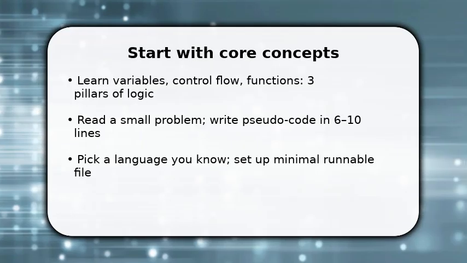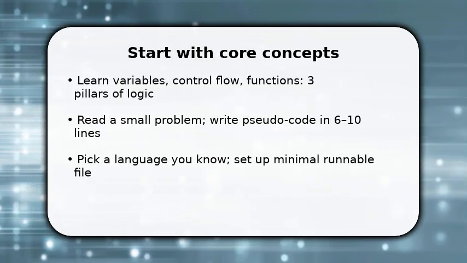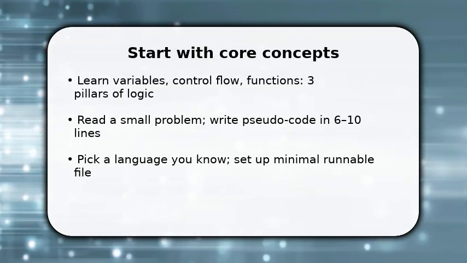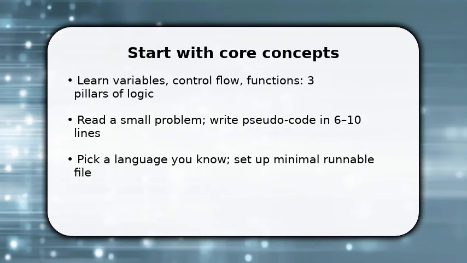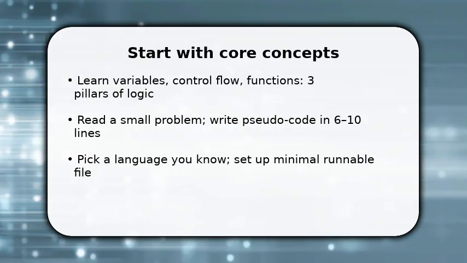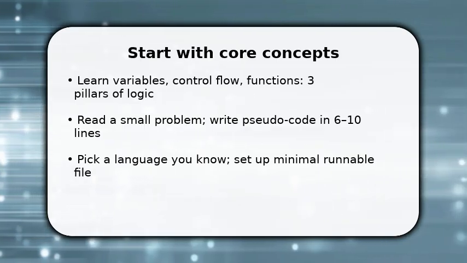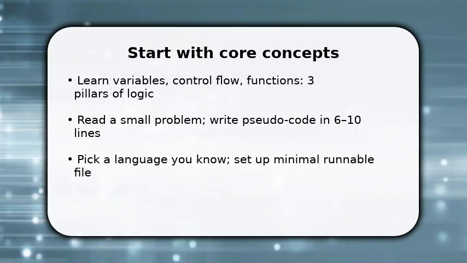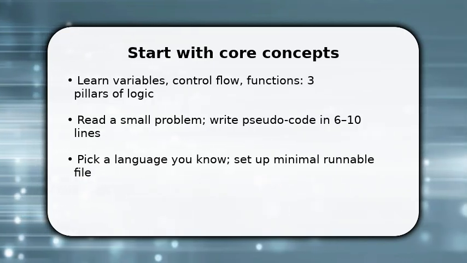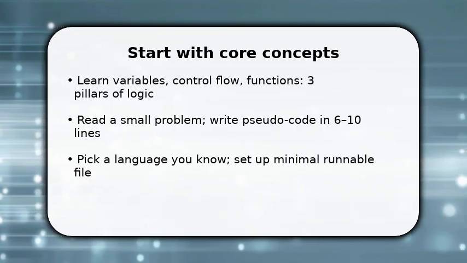You begin by focusing on the essentials: variables, control flow, and functions, the backbone of any program. Once you can describe behavior in plain sentences, convert that into 6-10 lines of pseudocode so you see the flow. Make sure to choose a single language you already know and create the smallest runnable file. This gets you immediate feedback.